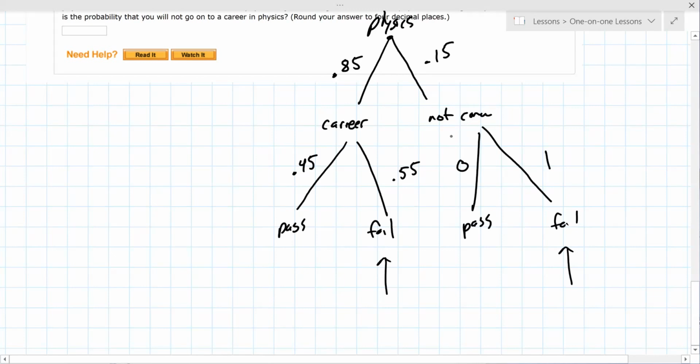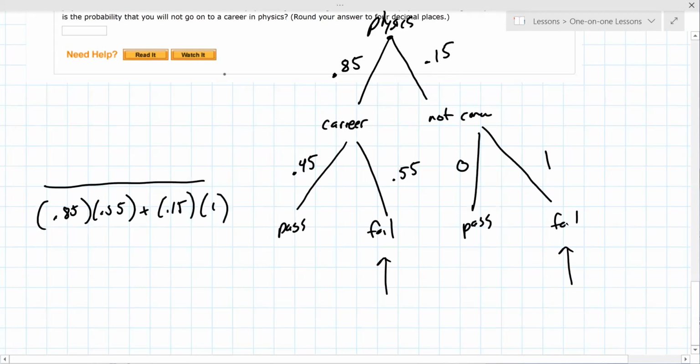So that's this one, this path over here. So the two that we care about are this 0.85 times 0.55 plus 0.15 times 1. And which of these two are they asking? Well, it says not go on to a career in physics. That's this one down the right. That's the 0.15 times 1.